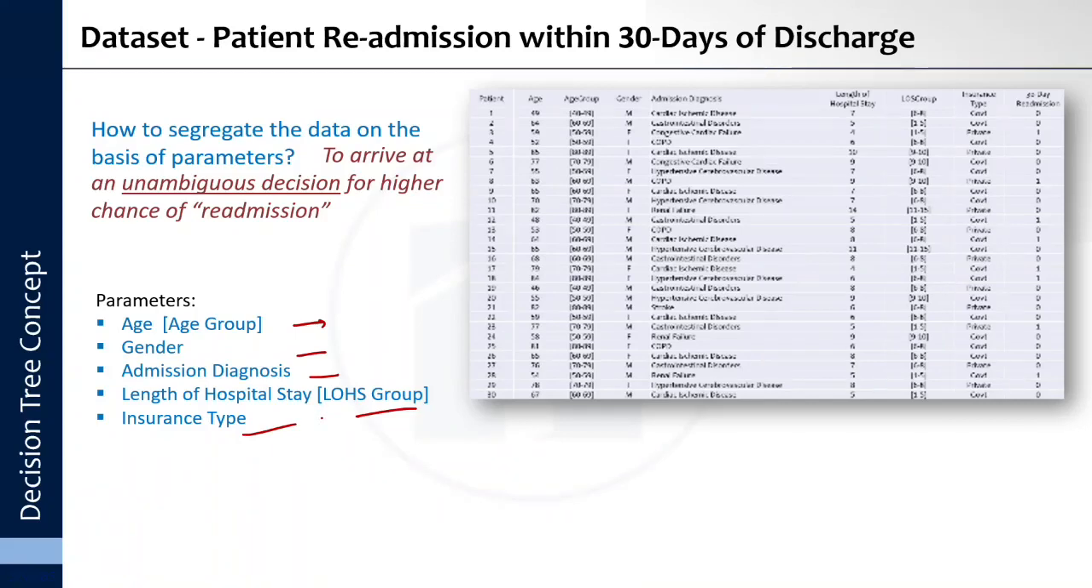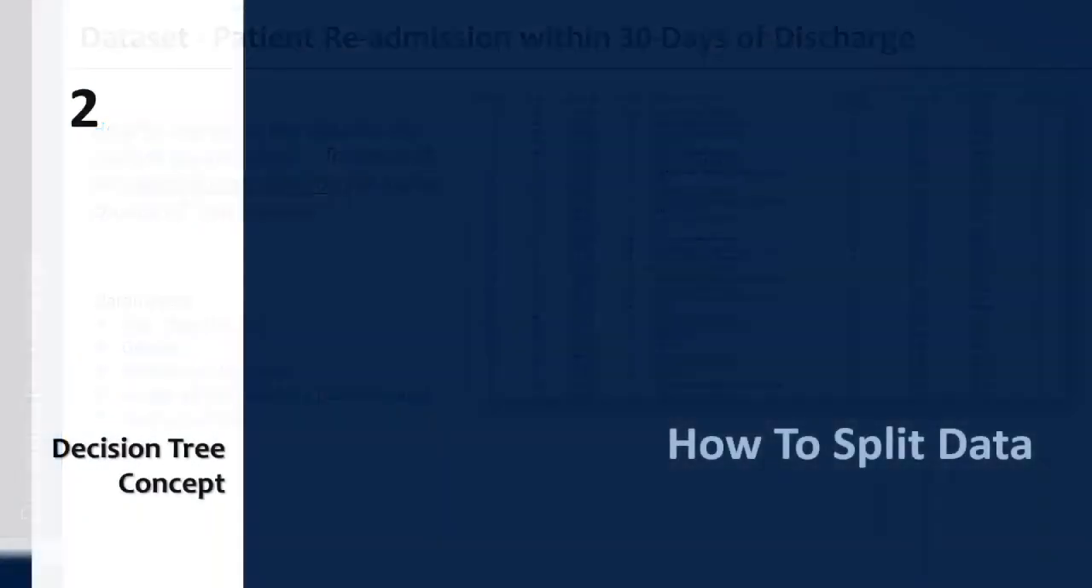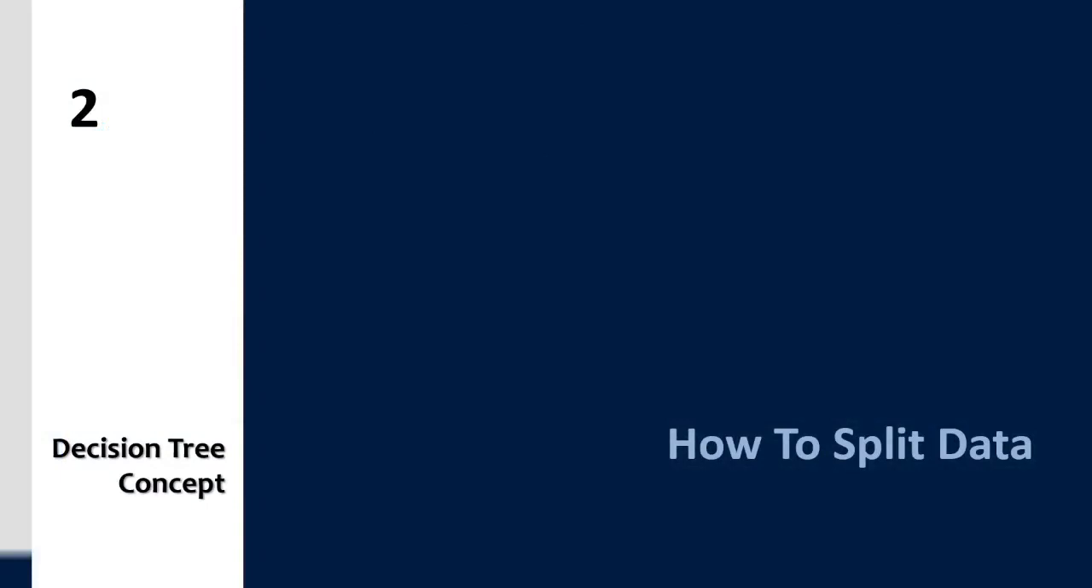If my next question is, what is the gender? Then I further narrow down the data set for analysis. I'll go on asking questions and traverse the model till I find an unambiguous answer about the chance of readmission. So in this process of splitting, what would be the best method of splitting?